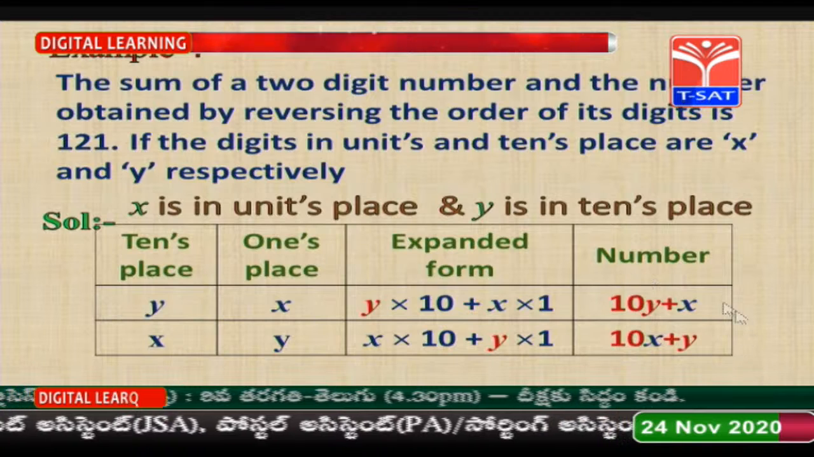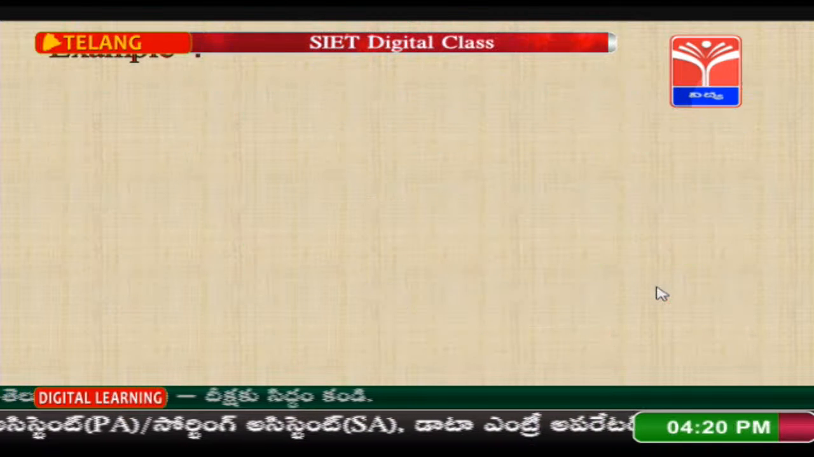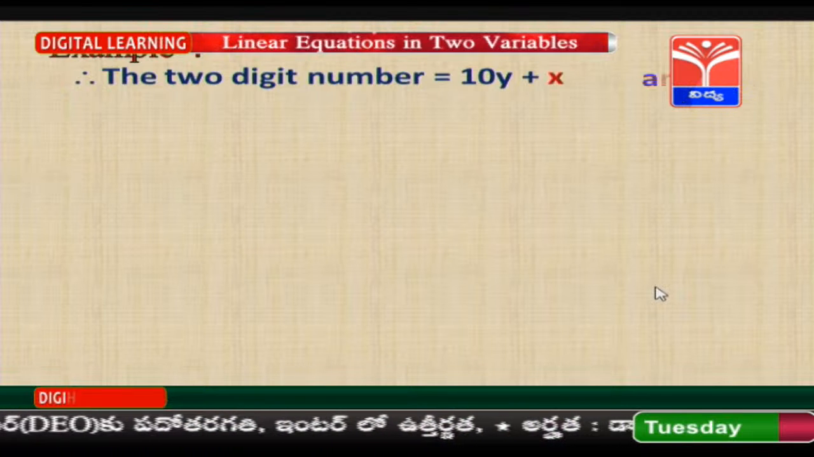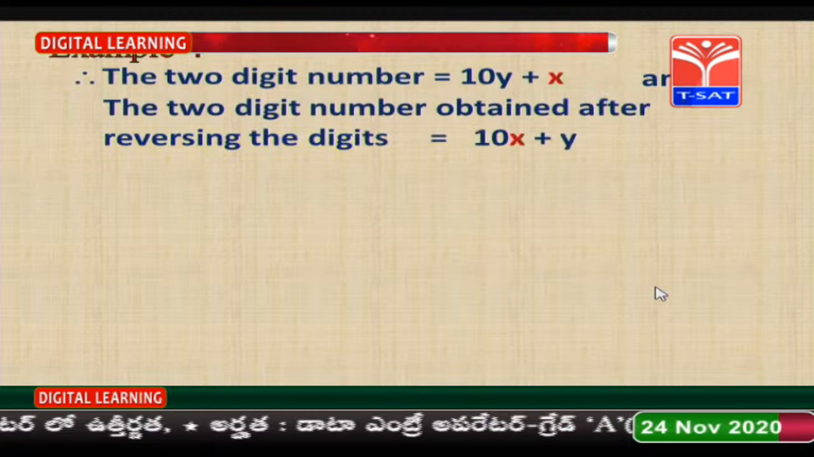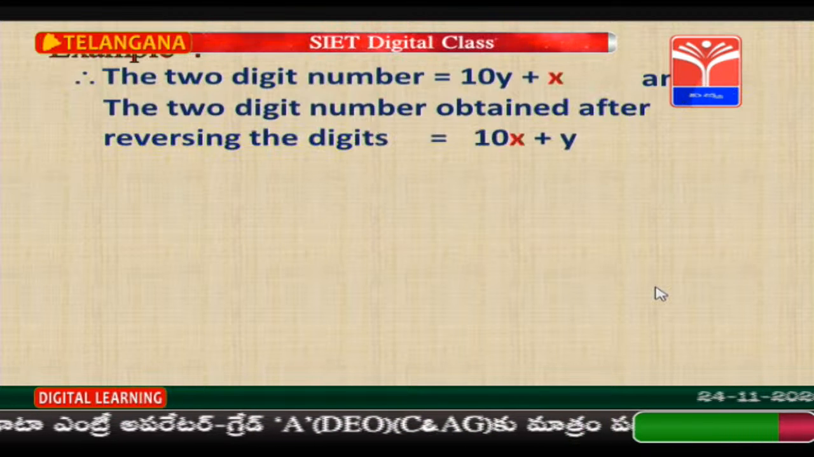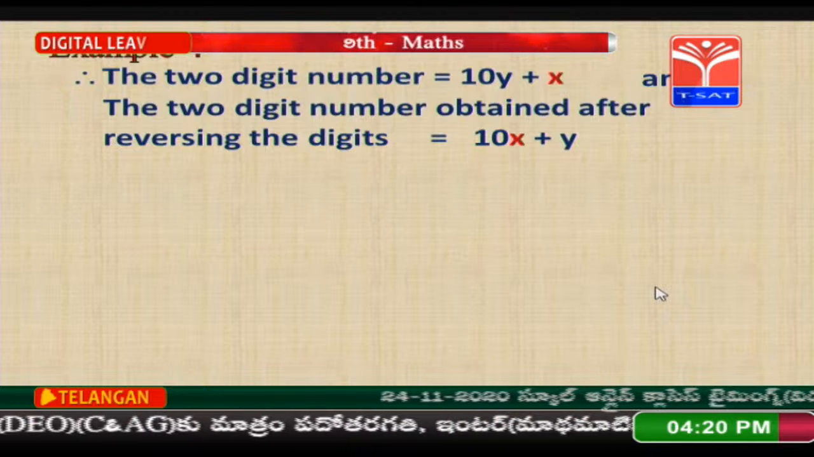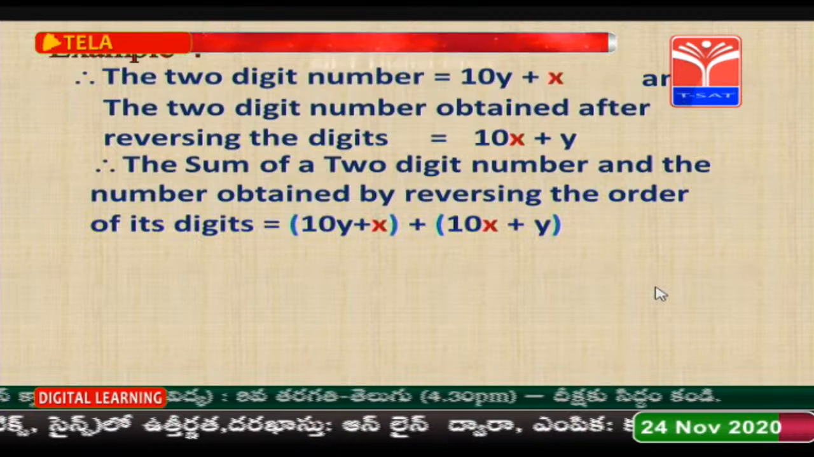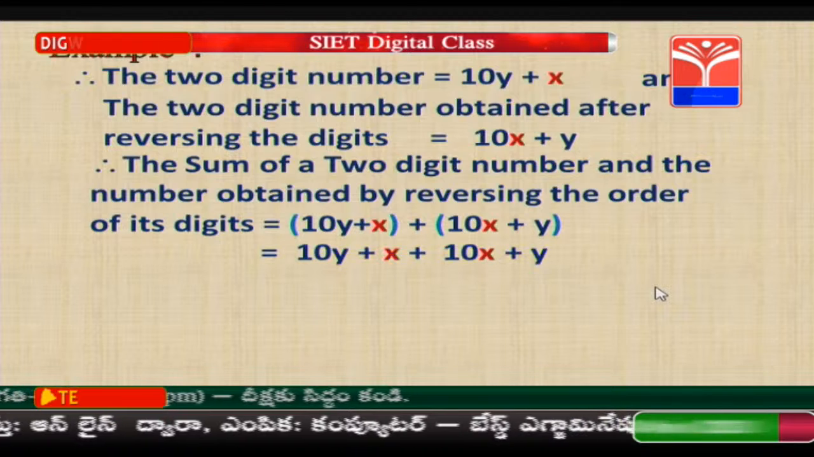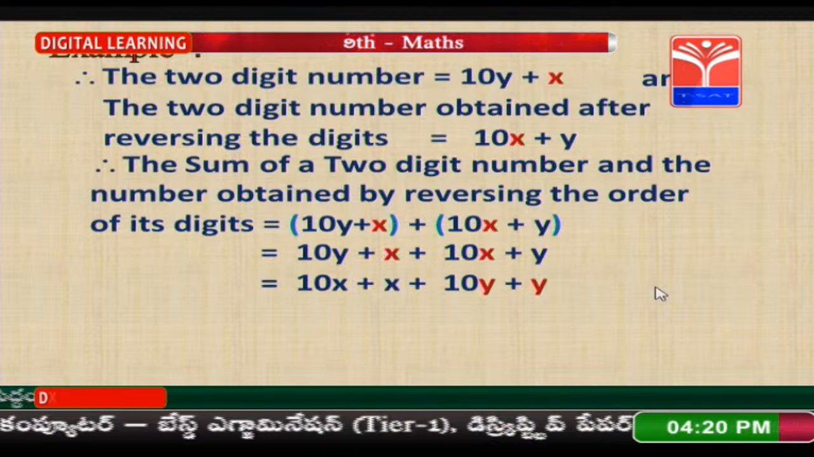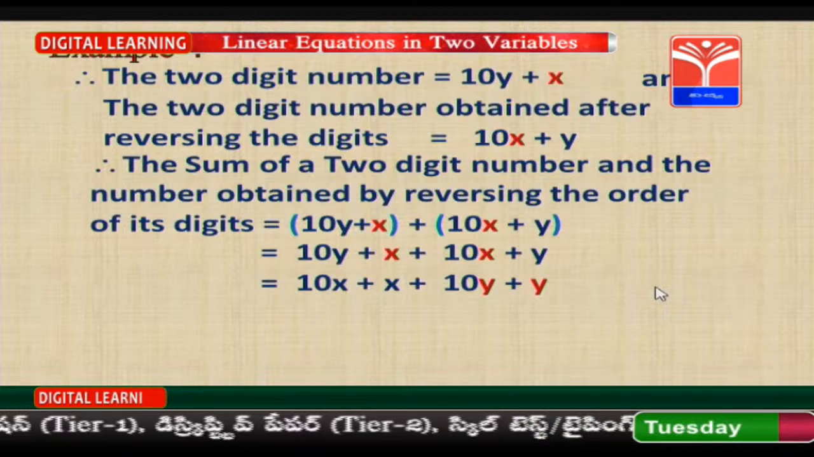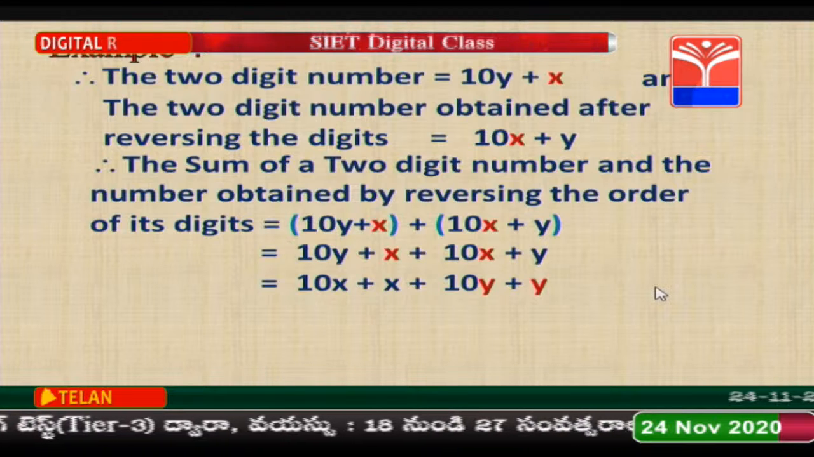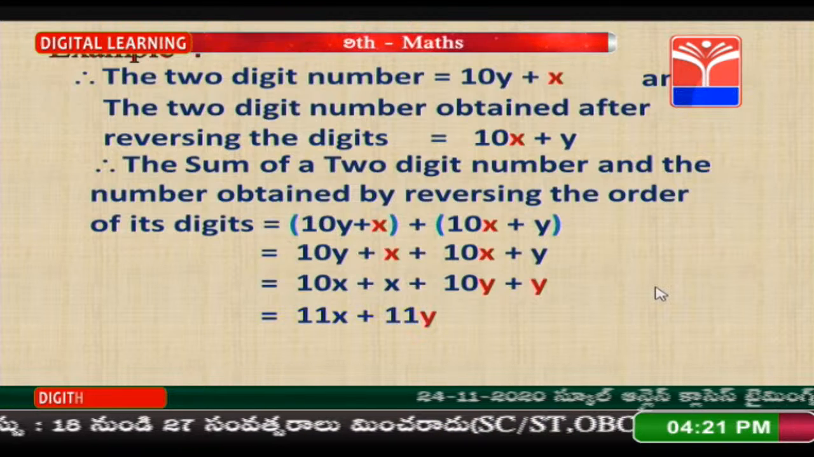Now, the sum of these two is going to become how much? 121. So, the 2 digit number is equal to how much here? 10y plus x in the beginning. After interchanging or reversing the digits, the number is 10x plus y. Sum of them is how much? Please see, 10y plus x plus 10x plus y, after opening the brackets. Now, I bring all x together and y's together, 10x plus x, 10y plus y, which is equal to how much? 11x plus 11y.